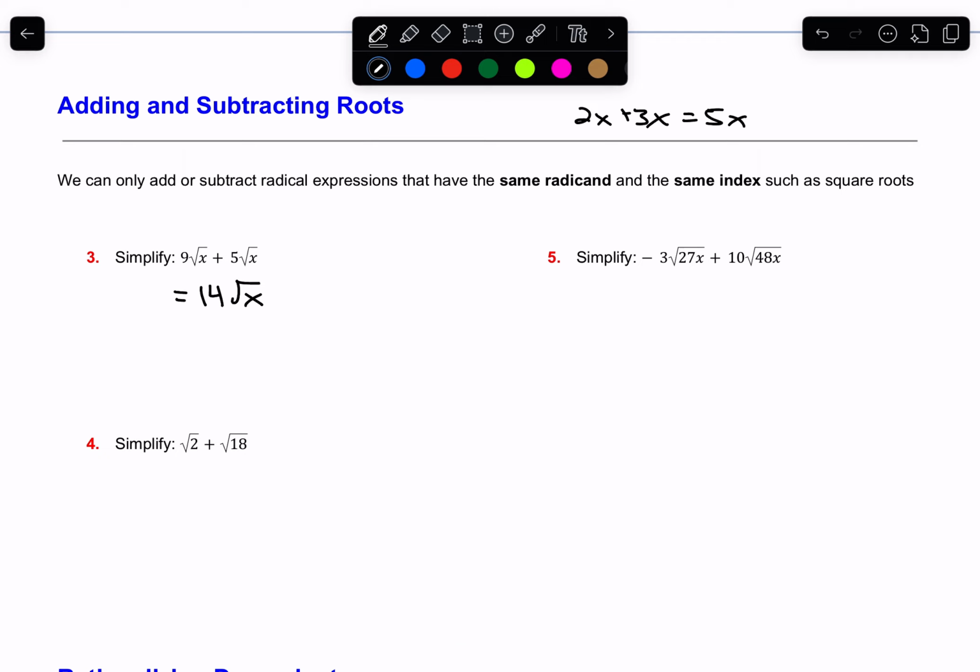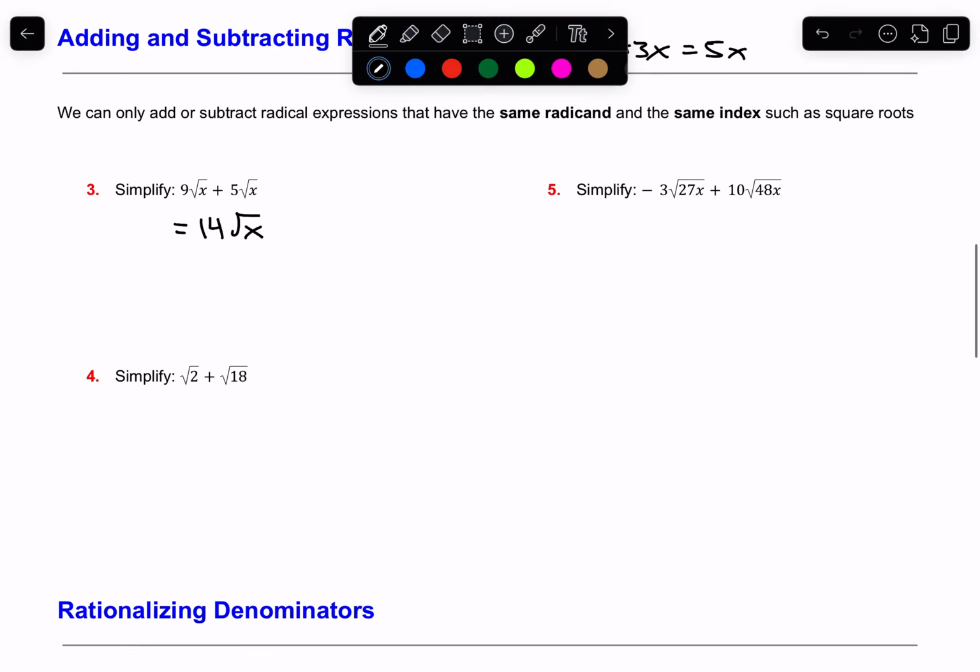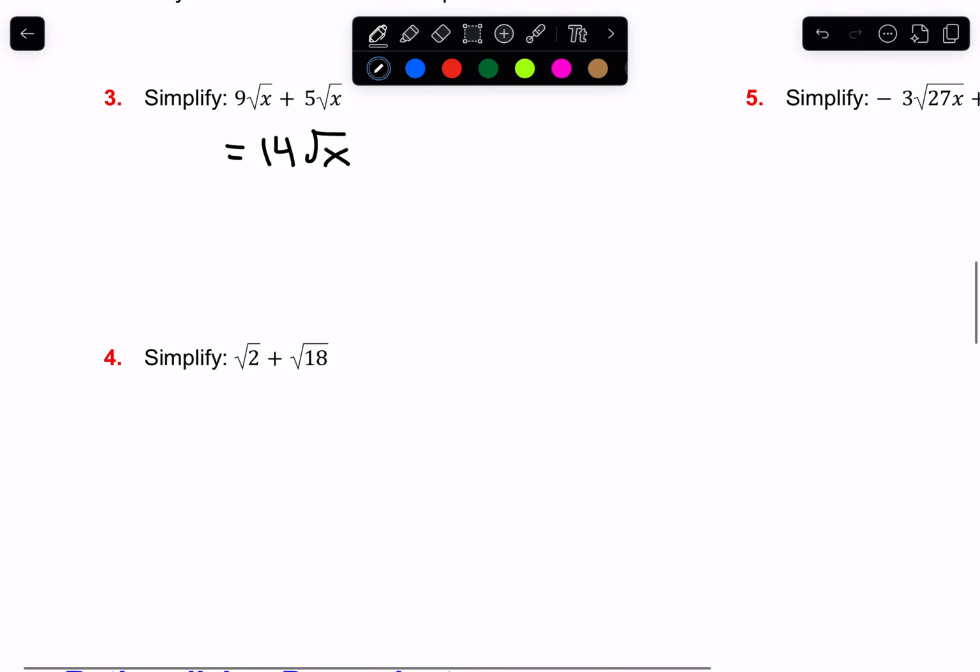For number 4 and 5, it's a little more work though, because we don't have the same radicand on the inside. So we have root 2 on the left plus root 18 on the right here. What we want to do is break down root 18 the way we did in the previous slide. What it's going to end up looking like is 3 root 2. But the question is, why 3 root 2?